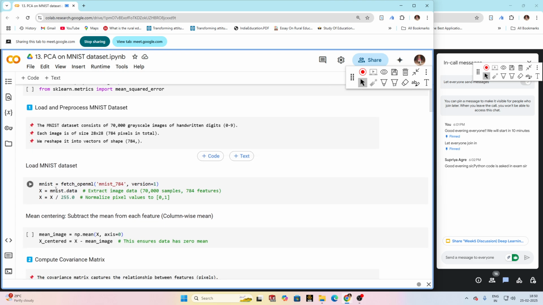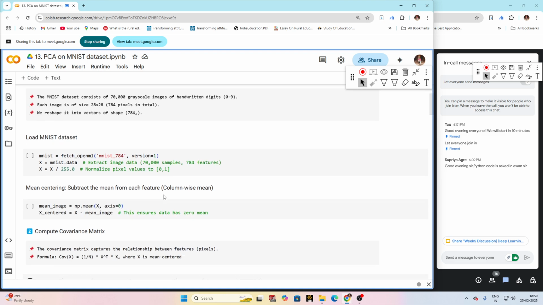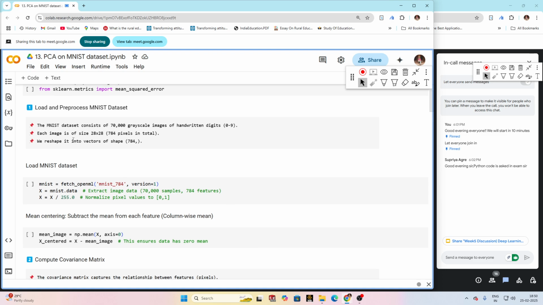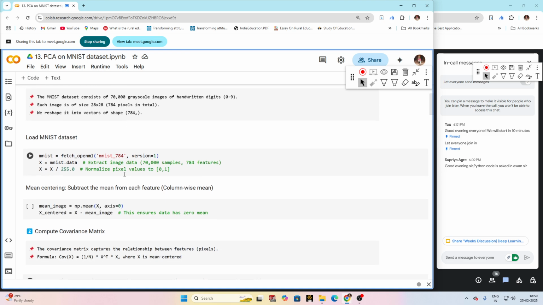So the next step is we have to load this MNIST dataset. Again I am repeating, MNIST dataset consists of 70,000 grayscale images of handwritten digits from 0 to 9, and each image has 28 into 28 pixels, that is 784 pixels in total. What we need to do is reshape into vectors, because for applying PCA we need to reshape into vectors. So we have reshaped all the pixels into vectors of 784 features.